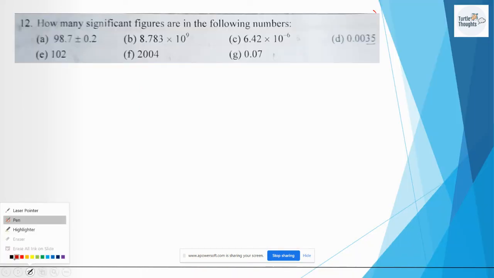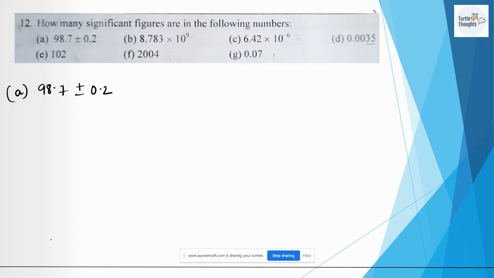So let us take a few problems on significant figures. How many significant figures are there in the following numbers? The first is A, 98.7 plus or minus 0.2. This is the first question. Now, whenever you are getting plus or minus, whatever the number is there after it, you can neglect. So what you will be doing is neglecting it. Now, what is the number left here?